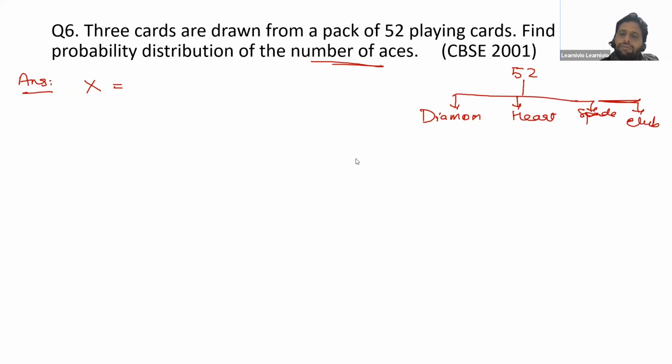No, Abdur, that we will decide later on. First, you need to decide what will be the value of X. Now, in each of these suits, there will be an A. So there are 4 aces. Probability distribution of the number of aces. When you are drawing 3 cards, what will be the value of X? This can happen that in these 3 cards, you do not have any ace. So value of X can be 0. You might have 1 ace. So 1, then 2, then 3. So the value of X will be 0, 1, 2, and 3.